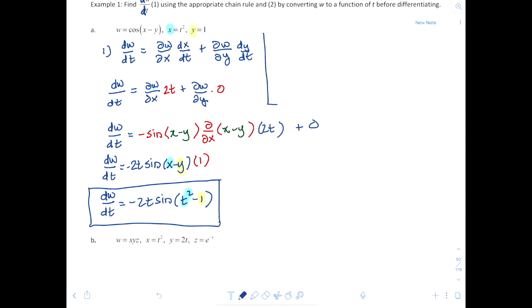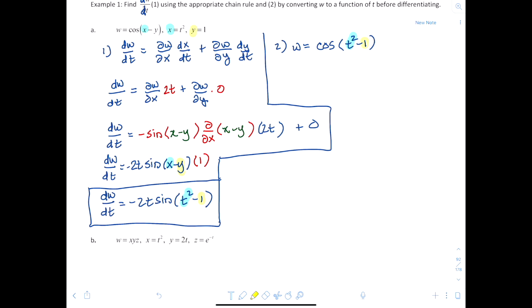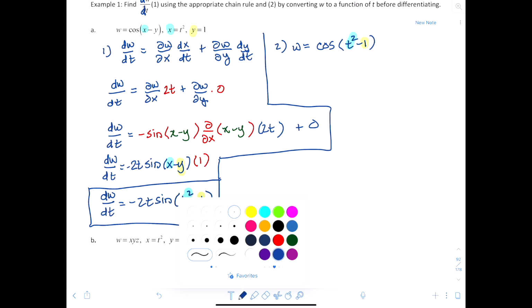where we first write it in terms of t. So here we go. So this is the second way. W would equal cosine of t squared minus 1. Again, doing the same substitution that we had just done previously.